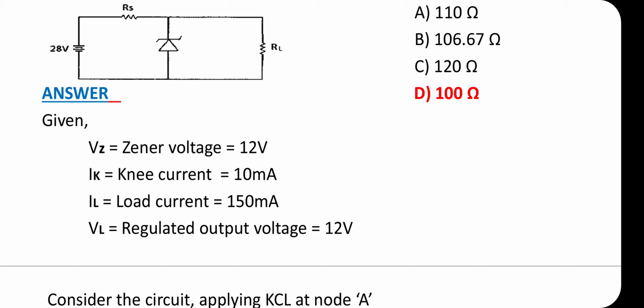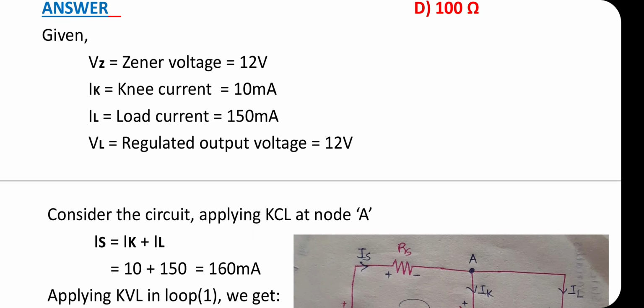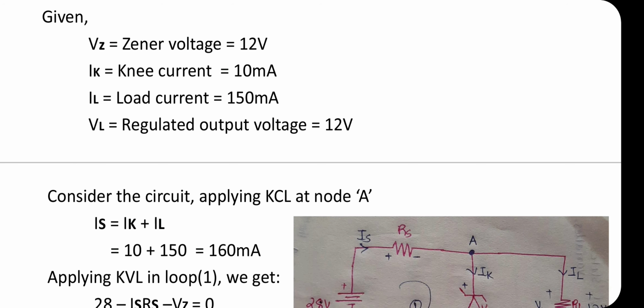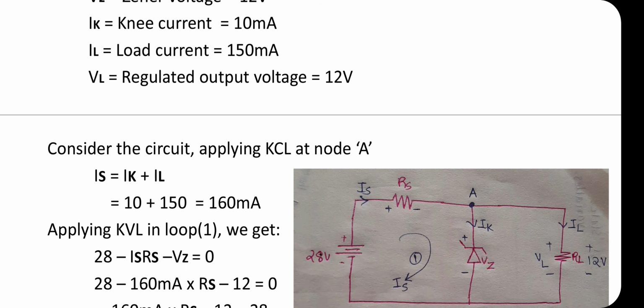Actually, Zener diode is used for voltage regulation application, and it is operating in reverse biased condition. Zener diode is made by highly doped semiconductor material and operates on the principle of the tunneling effect. Here given VZ, that is Zener voltage, is 12 volt, knee current IK equal to 10 milliampere, load current IL equal to 150 milliampere, regulated output voltage VL equal to 12 volt.